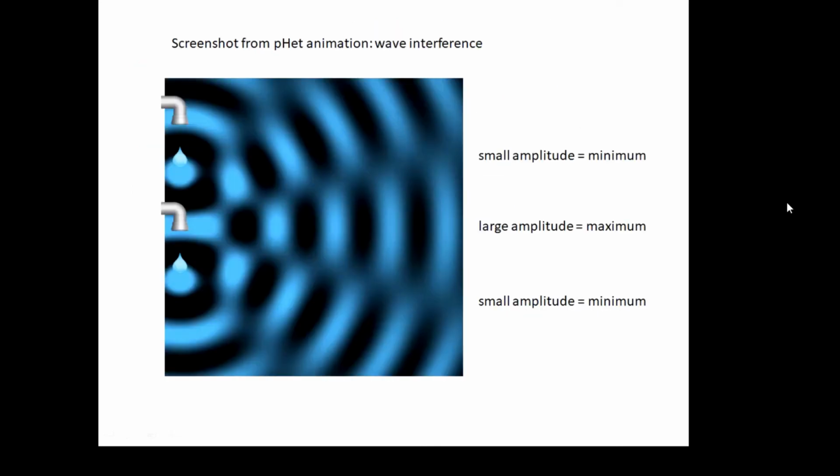Here's a screenshot from a PhET animation. You should explore the PhET animations if you don't know them, because they're very, very good. University of Colorado animations. And this one's called wave interference. You'll notice we've got 2 waves coming from 2 point sources. In some places there's a big amplitude resultant, and that's called a maximum. And in some places the waves cancel, and that's called a minimum. So there are maxima and minima.